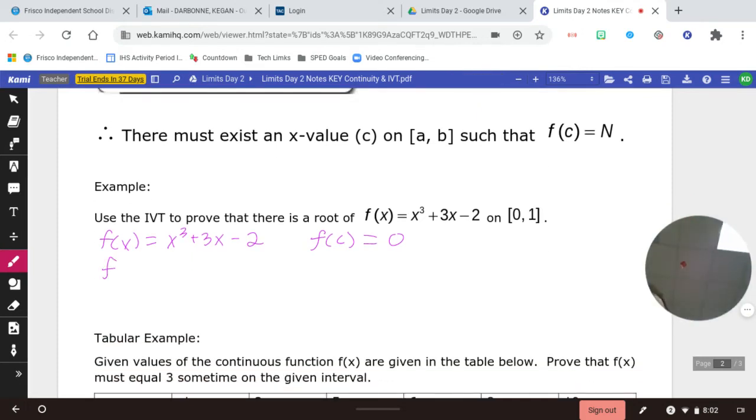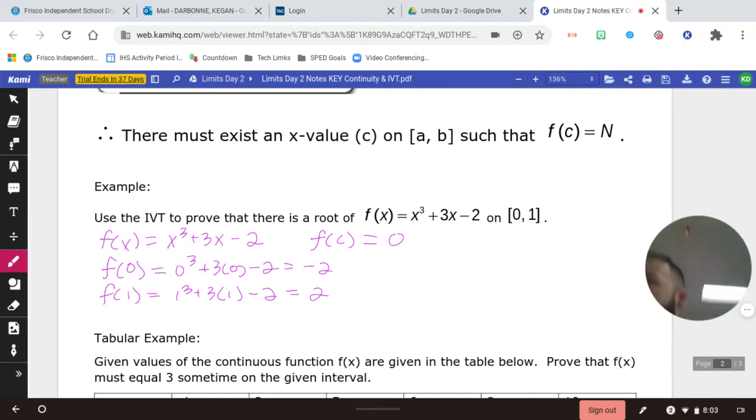So let's just plug in our two endpoints. So f of 0 is equal to 0 cubed plus 3 times 0 minus 2, which is equal to negative 2. And f of 1 is equal to 1 cubed plus 3 times 1 minus 2, which is equal to positive 2. Okay. So looking at our math, we wanted to see if f of c could equal 0. So something in between 0 and 1, would that give us 0? We got negative 2 at f of 0 and positive 2 at f of 1.